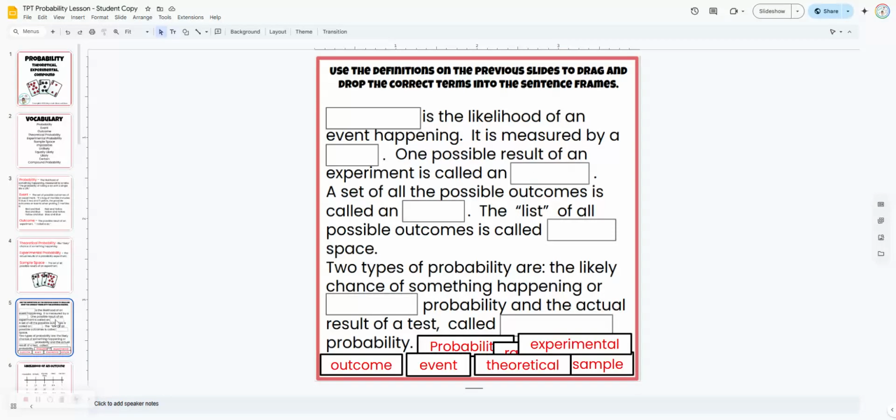Now, students get to slide 5. They're going to be moving these terms into the correct place in the sentence frames, so they can refer back to the 2 previous slides in order to do this. So blank is the likelihood of an event happening. That would be probability. So they're just going to click and hold on the edge of the term they want to move and place it into the correct box. It's measured by a ratio, and they're going to do that with all of the terms.